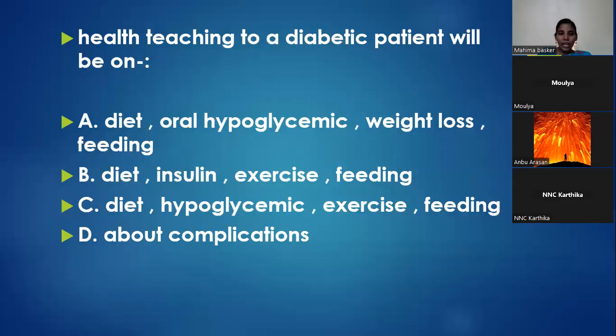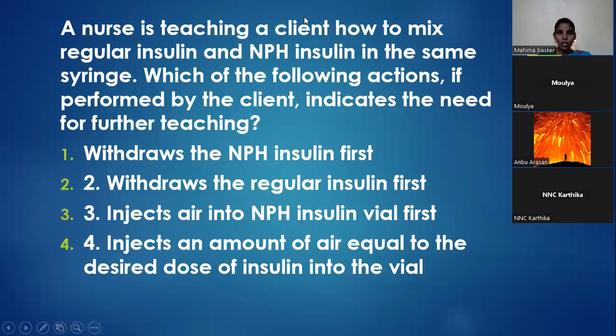Got the point? Diet, hypoglycemia, exercise, feeding. These are the normal teaching you can give a diabetic patient. If they specifically mention any foot ulcer, any complication, then how to give. If they specifically mention BMI is high, the patient is obese, you have to go for weight loss. Other than that, no need to select that. So here the answer is C. Okay, we'll move on to the next question.